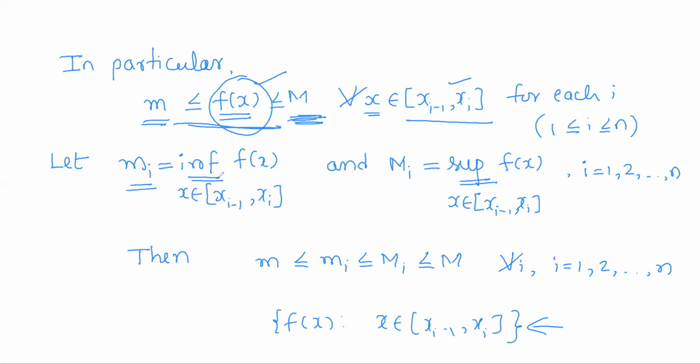Call small m_i the infimum of these f of x's and capital M_i the supremum of these f of x's. Now as m_i is a greatest lower bound of these numbers and m is a lower bound, m will be less than or equal to the greatest lower bound. Capital M_i is the least upper bound, and capital M is an upper bound, so any upper bound will be greater than or equal to the least upper bound. So we will get this inequality, right?